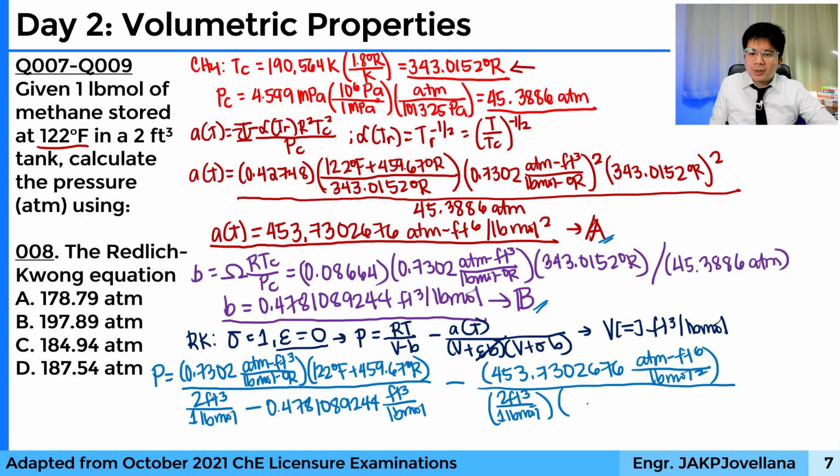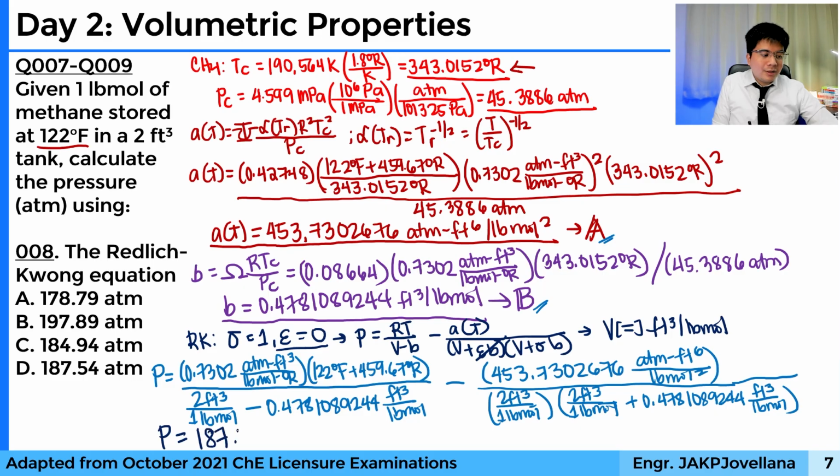times V, 2 feet cube per 1 pound mole of gas, plus sigma B, but sigma is equal to 1. So plus B, this is plus 0.478 feet cube per pound mole of gas. Plugging in all the values in the calculator, we can solve for the pressure and we can obtain around 187.5363 atmospheres. So from the choices, the correct answer is letter D.